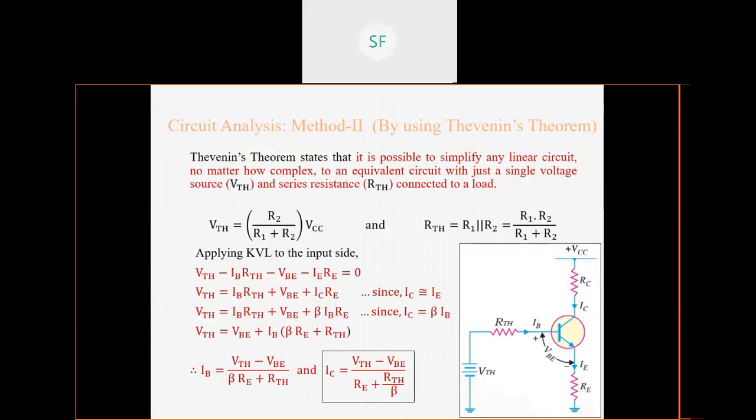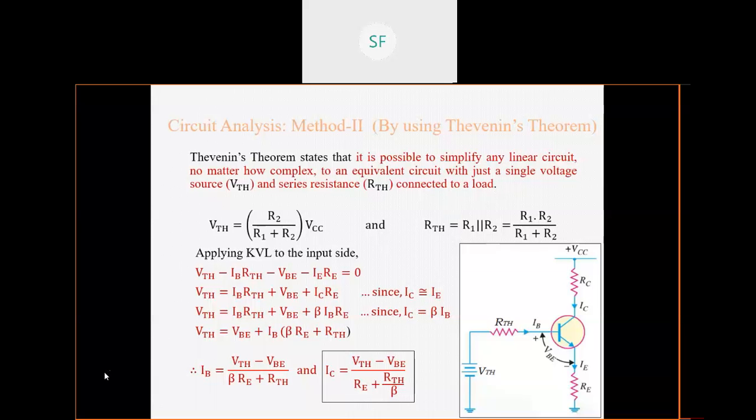Okay, so again you know this formula. Actually, in parallel, what happens is 1/R1 plus 1/R2, so R1 into R2 divided by R1 plus R2 will come, right? Actually, suppose you have to find out the parallel equivalent, then you have to do this particular step: 1/RTH will be equal to 1/R1 plus 1/R2.